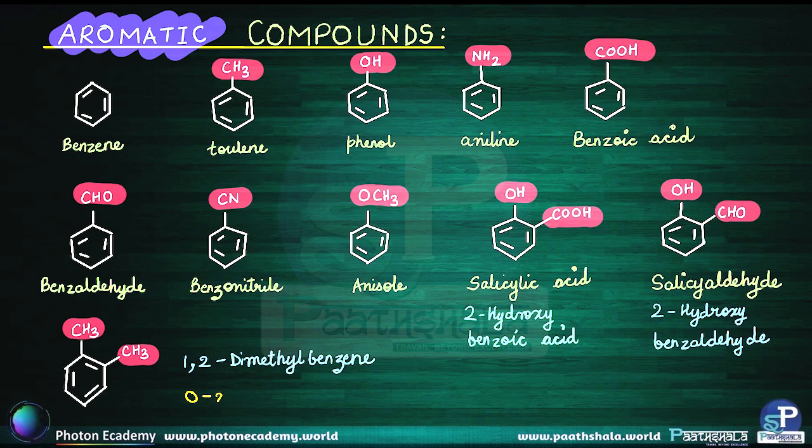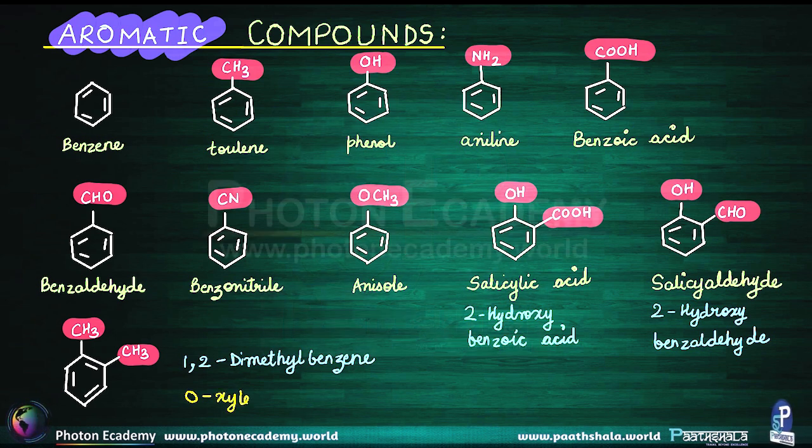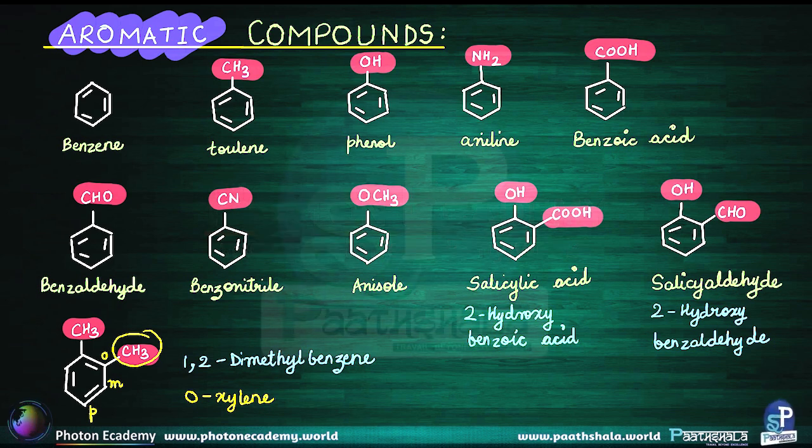The o here stands for ortho, to which this CH3 is attached. So this is the ortho position, this is the meta, and this is the para. If this CH3 had been present at the meta position, then it would have been called m-xylene, that is metaxylene. And if it were present at this para position, then it would have been called p-xylene, that is paraxylene. So these are the common names of all the compounds that we'll be using.